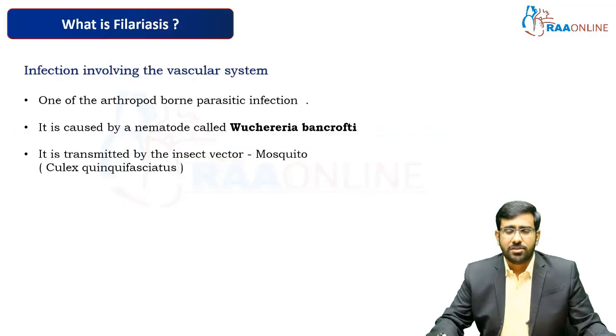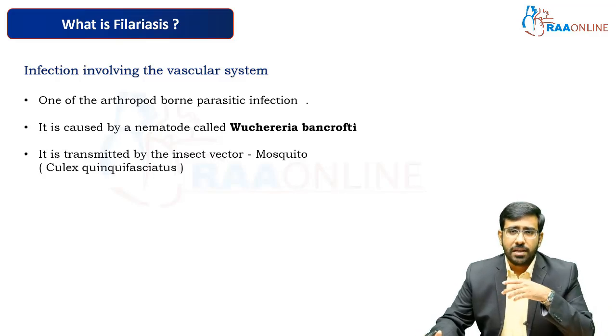So what is filariasis? Whenever we talk about a parasite, we classify them into protozoa and helminth. Examples for protozoa are Entamoeba, Giardia, and malaria. Those all come under the protozoa. And we have something called helminth. Whenever we talk about helminth, we have cestode, trematode and nematode.